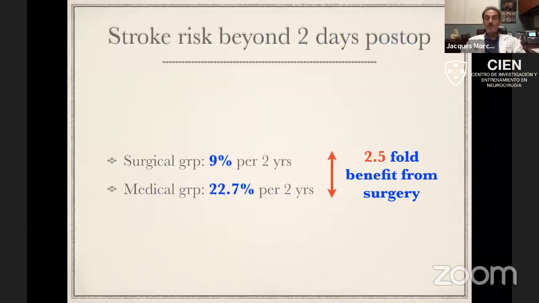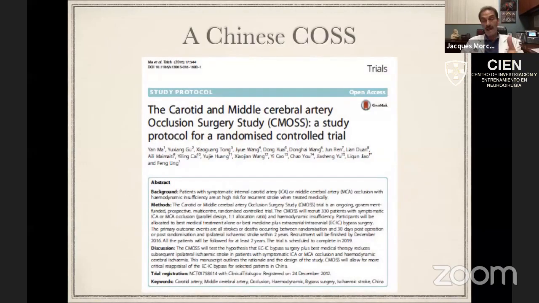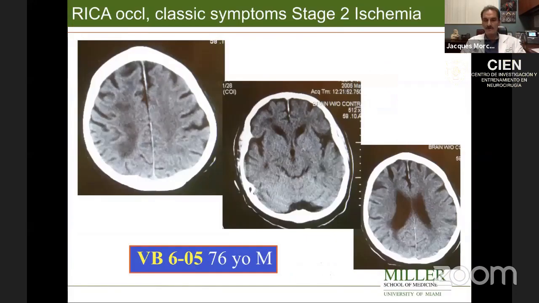Stroke risk beyond 2 days post-op were 9% in the surgical group and 22% in the medical group. That's a 2.5-fold benefit from the surgery in spite of the failure. As you know, in China, there is a CMOS, which is essentially a Chinese COSS study. We don't have the results because in China, they realize that the final chapter has not been written about whether bypass helps or does not help in cerebral ischemia. I'll give you an example why many of us feel it does help.